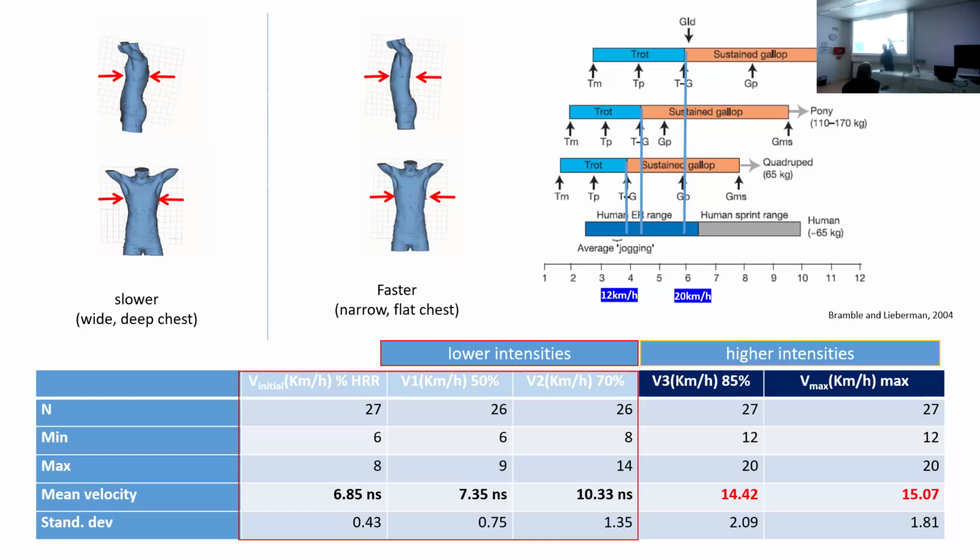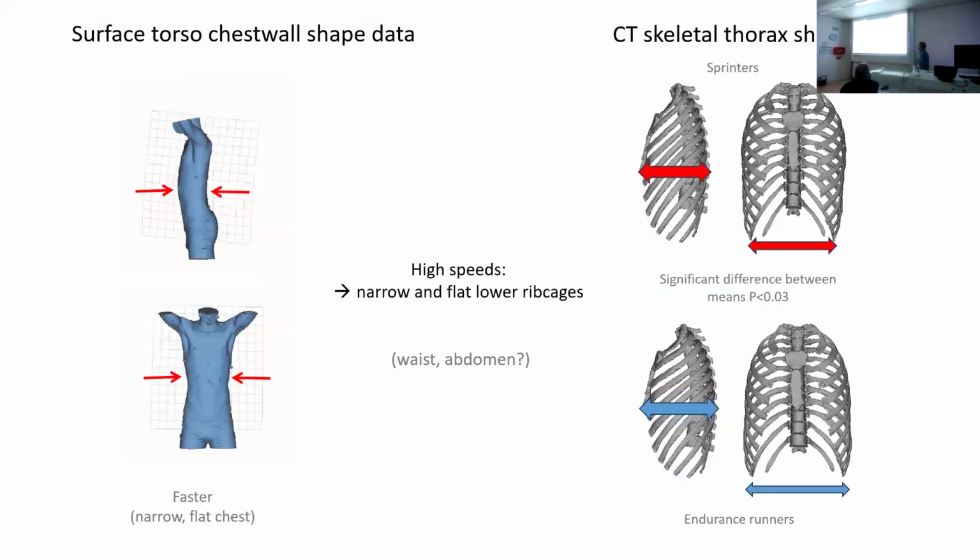But if we are on the higher part of the supposed endurance range, then we do have this kind of relationship between torso shape and running speed. And the interesting thing is that what's similar between the running experiment and just the CT scanning comparison of sprinters and long distance runners is that in both cases, the high velocity people are characterized by narrow and flat lower torso morphologies. And this somehow relates to the proposition of Lieberman and Bramble and Lieberman in their review paper.